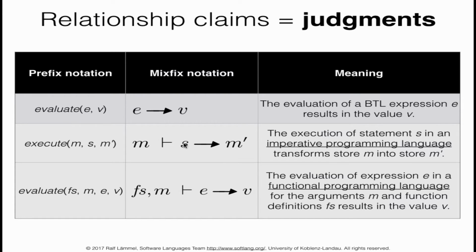When we have a more complicated language, let's say an imperative language, the judgment would also involve a store for the variable assignment: the store before the execution of the statement M, and the store after the execution, M prime. Or if we had a more complex language in the sense of a functional programming language, then expression evaluation would also need to refer to function definitions that may be applied within E, and also to an argument context M due to argument bindings within function applications.